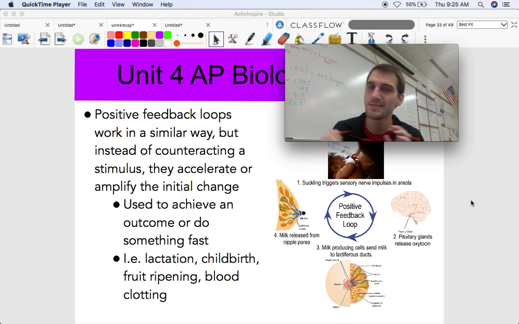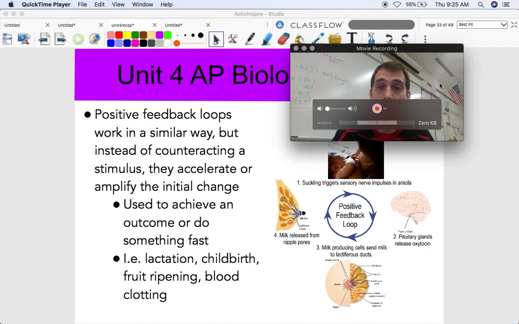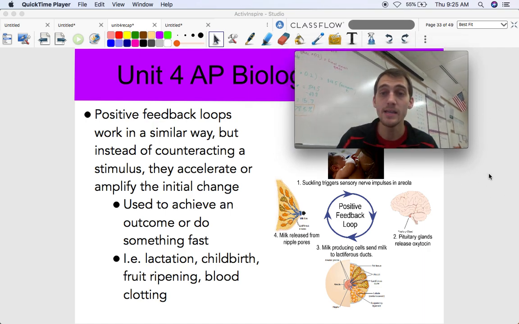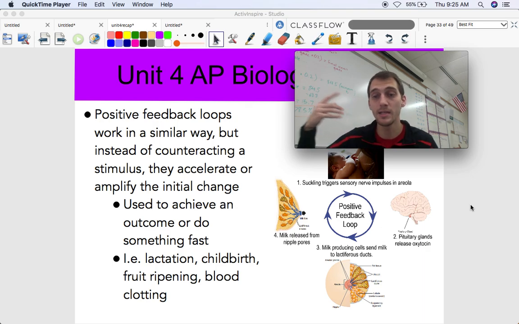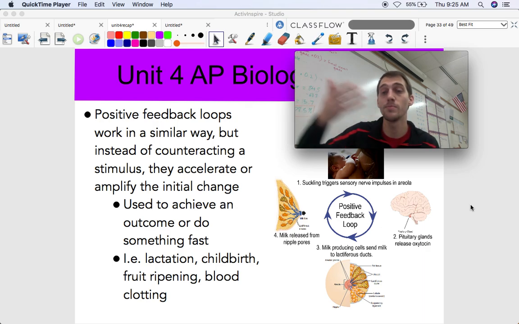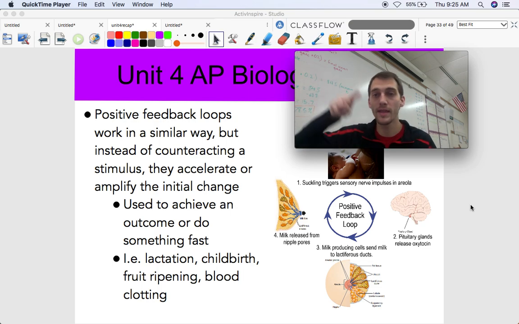Well, if it's something that needs to get done, right? So one of the main examples of positive feedback is breastfeeding, lactation, right? A baby needs milk, a baby needs nourishment, and when a baby suckles on the areola, it's going to trigger a response in mom to produce more milk, and more milk causes more suckling, and more suckling produces more milk, and so on and so forth, and it's kind of what we call a vicious cycle.